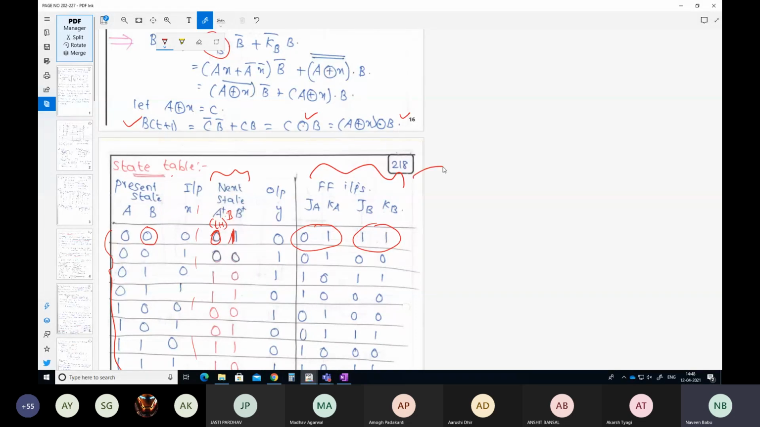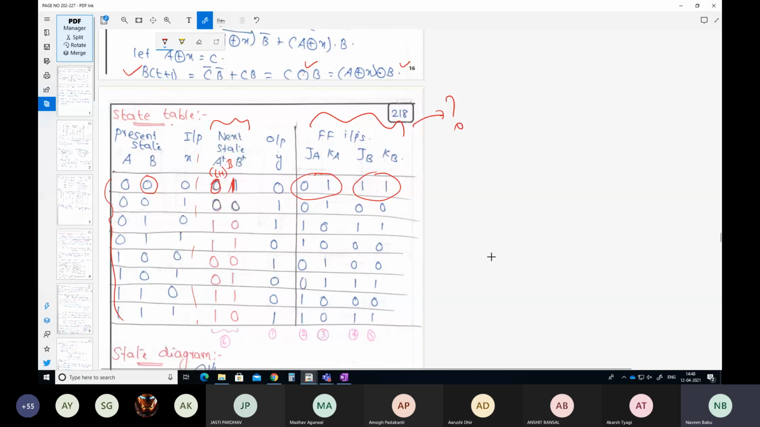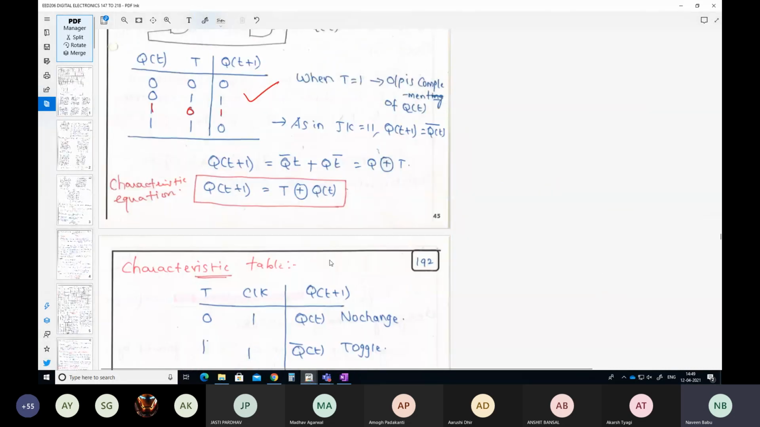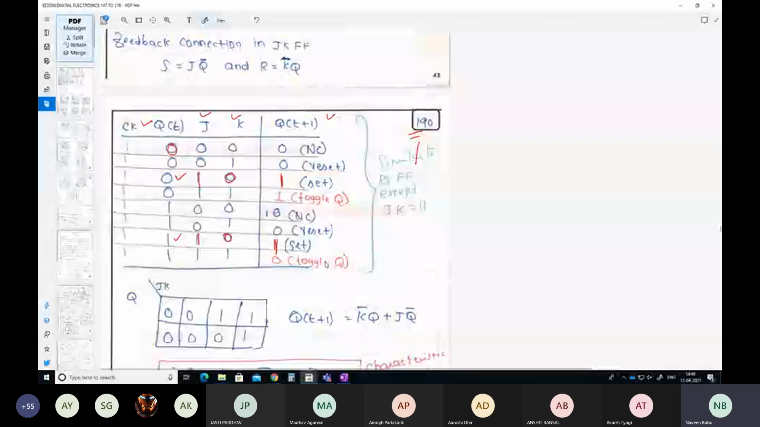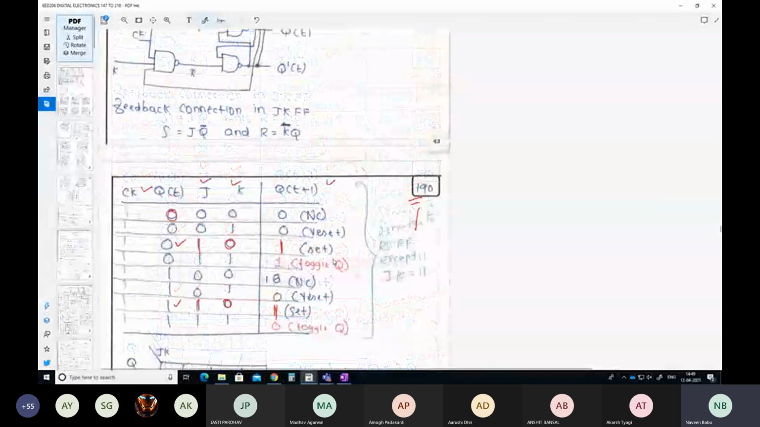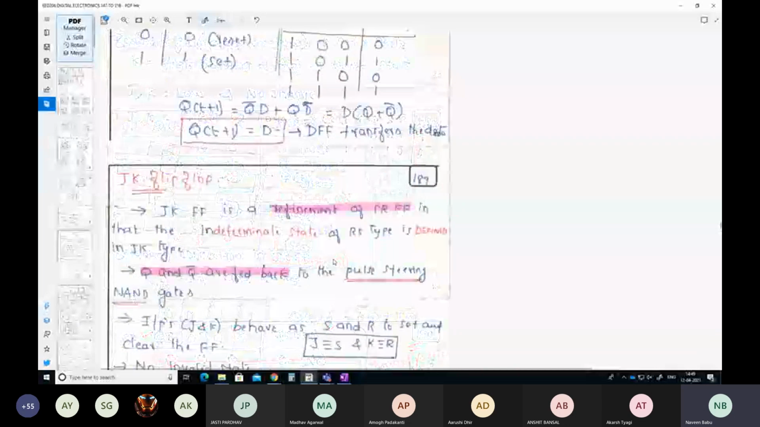And how do you get this flip-flop input equation? In order for you to get it, what is the one that will relate your present state and your next state, which is the table that will relate these two things? If you go back and see, let me open the previous things. This is JK flip-flop, right? Which is the one that is relating your present state and your next state? I want Q of t and Q of t plus 1.